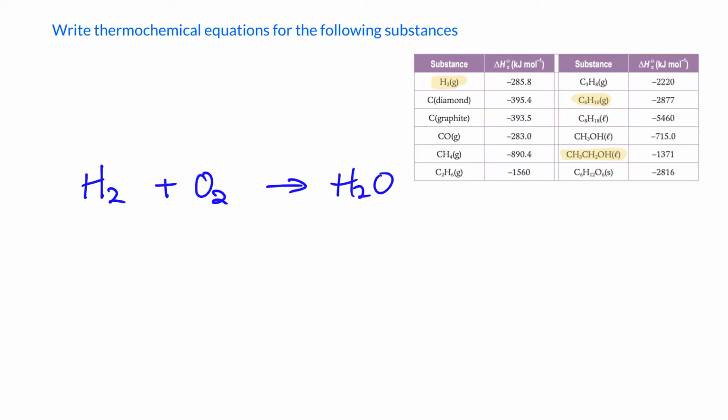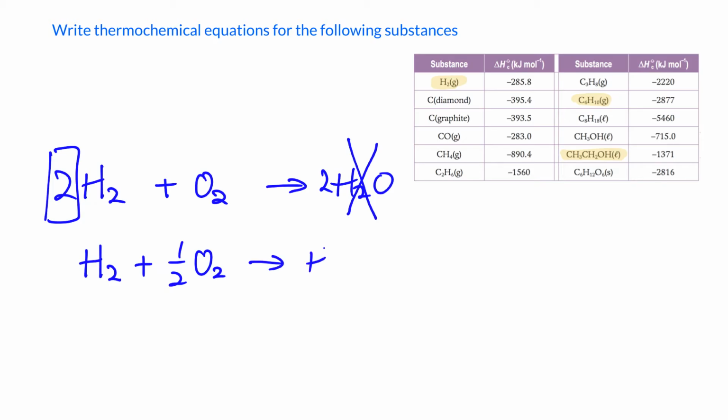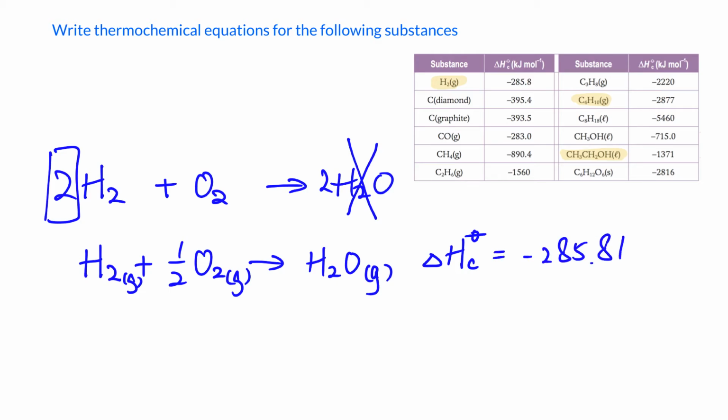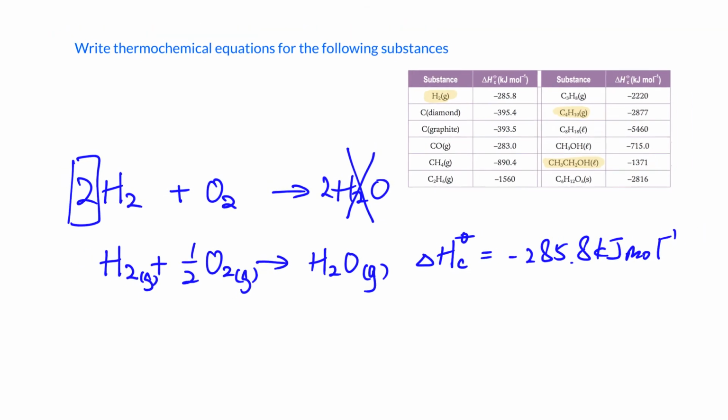Normally, when you do this one, you do things like this. Is that right? But remember, when we write an enthalpy change of combustion of hydrogen, this has to be 1. So if you write it this way, this one is wrong. So you have to divide the whole thing by 2, and you have an equation like this. This one is gas state, and this one is gas state, and then delta H c equals negative 285.8 kilojoule per mole. So this is what you need to write for a thermochemical equation.